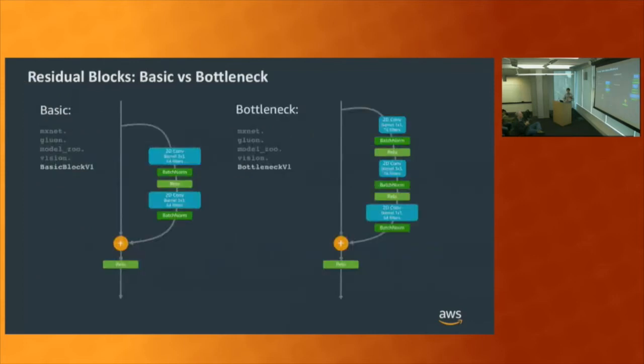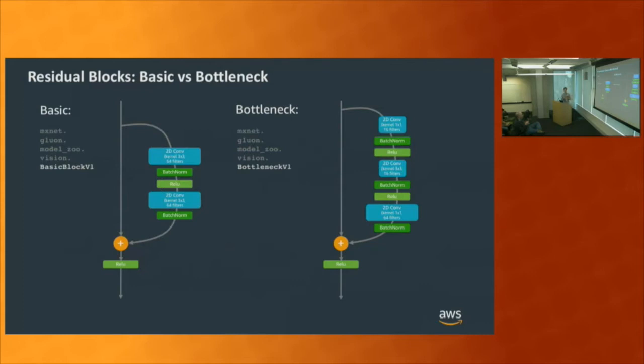So what does a block look like? Well, typically we've got the basic block. And the idea really behind a ResNet is with these basic blocks, instead of learning a mapping from X to Y, we learn the residual of the mapping from X to Y. So we include the identity function, and then we learn the difference from the identity function instead of the whole mapping.